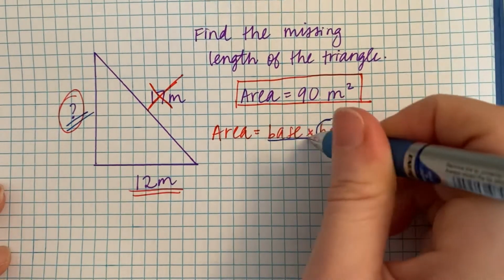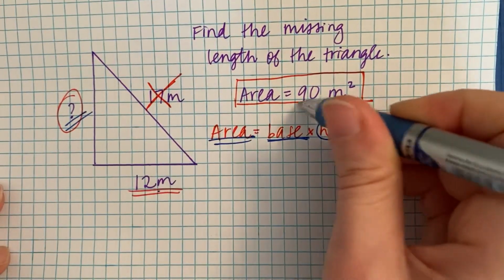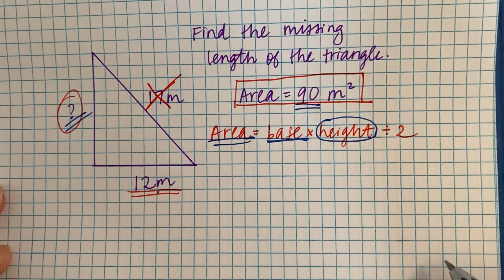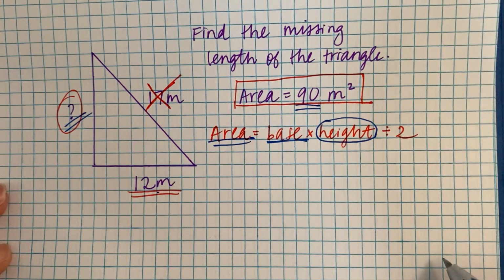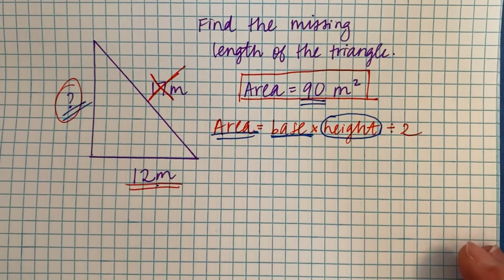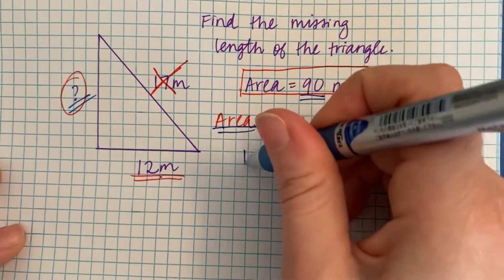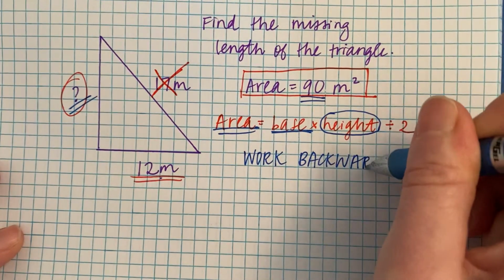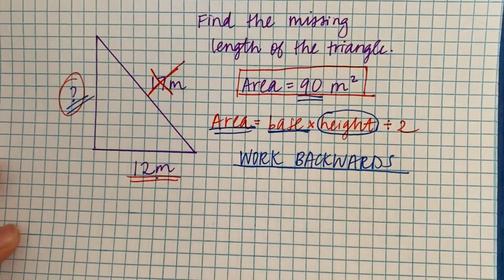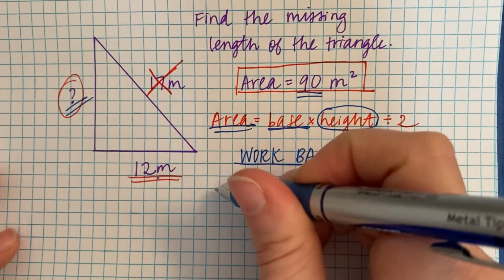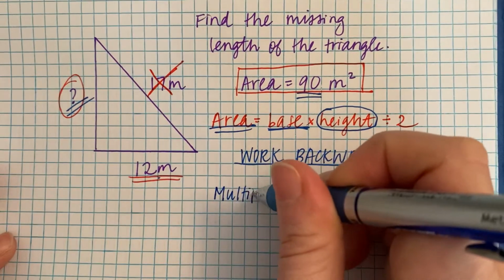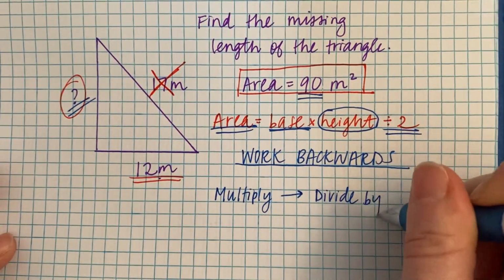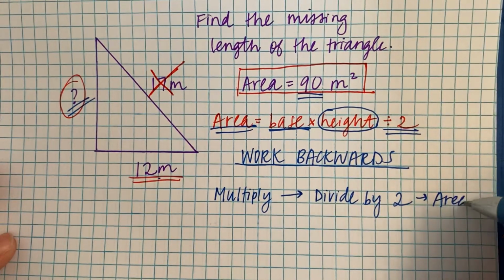We do know the base is 12, the area is given to us as 90, and we're going to use all of that information to help us find the missing value. So if I were to write out the steps, because basically what we need to do is work backwards, in maybe a different way that makes it a little bit more clear for you, the steps to finding the area: you would take the base and the height and multiply them together. So multiply the base and the height, and then divide by 2.